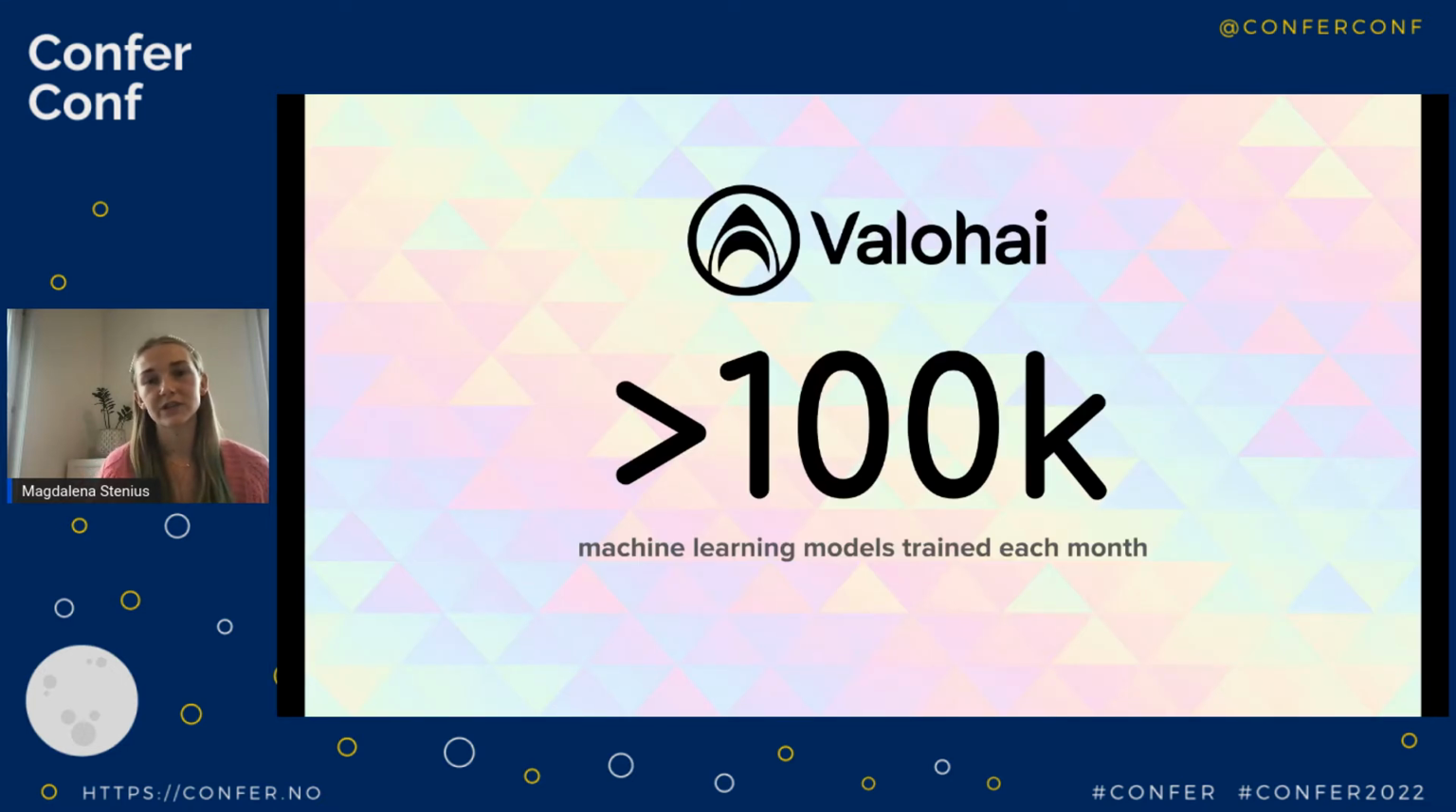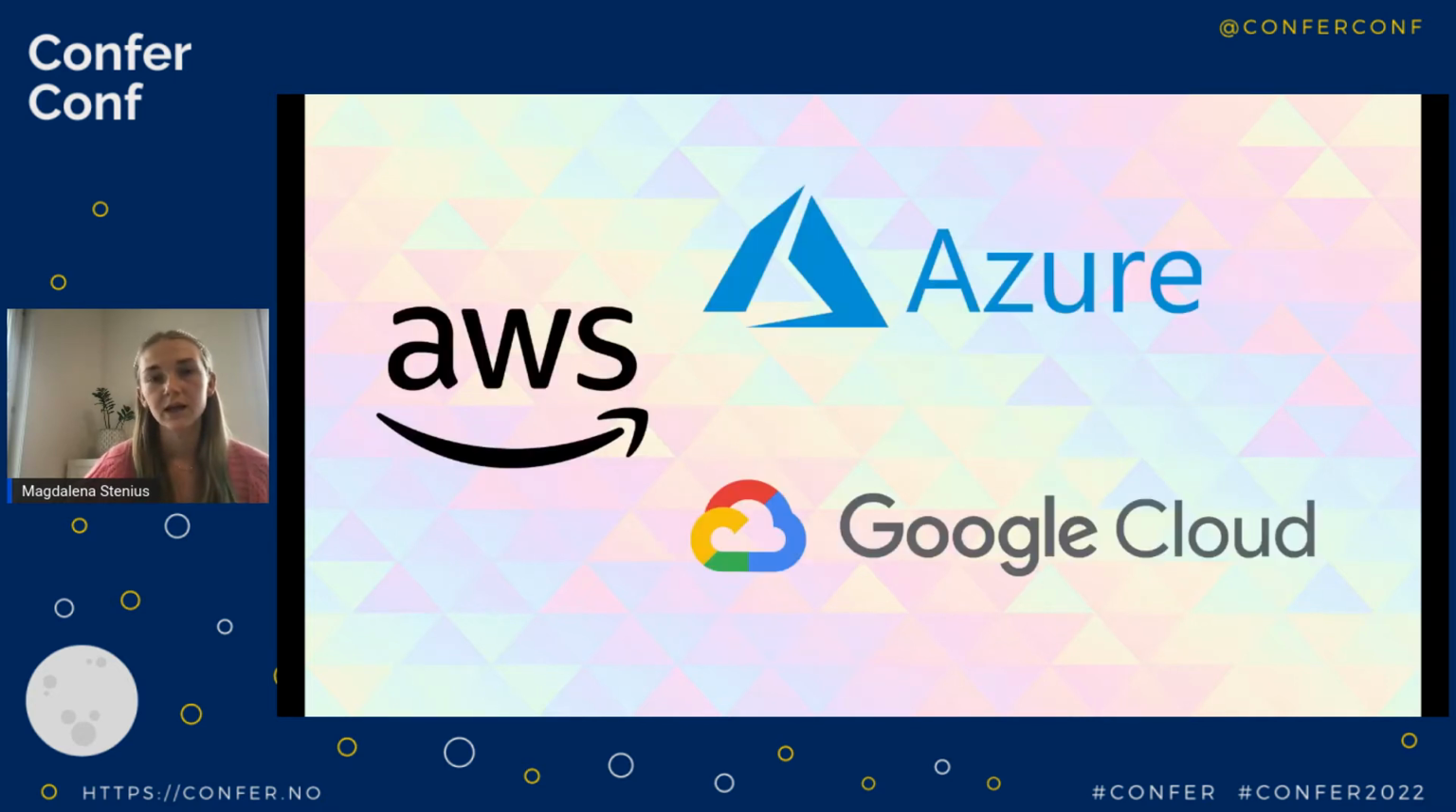So why we took interest in this topic, as I said, is that we are a machine learning platform. So we offer data scientists the tools they need for training machine learning models. And we do have a lot of customers running their trainings on our platform, amounting up to over 100,000 machine learning models trained on our platform each month. This is only the cloud that we vendor. Then, of course, we also have some customers with on-premise installations that are not included in this number. And our customers mostly go for the three big cloud providers, AWS, Azure, and Google Cloud Compute.